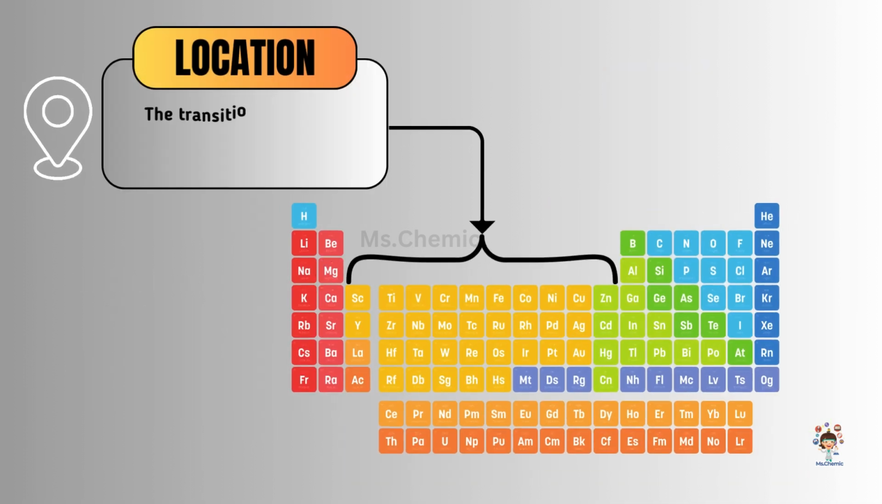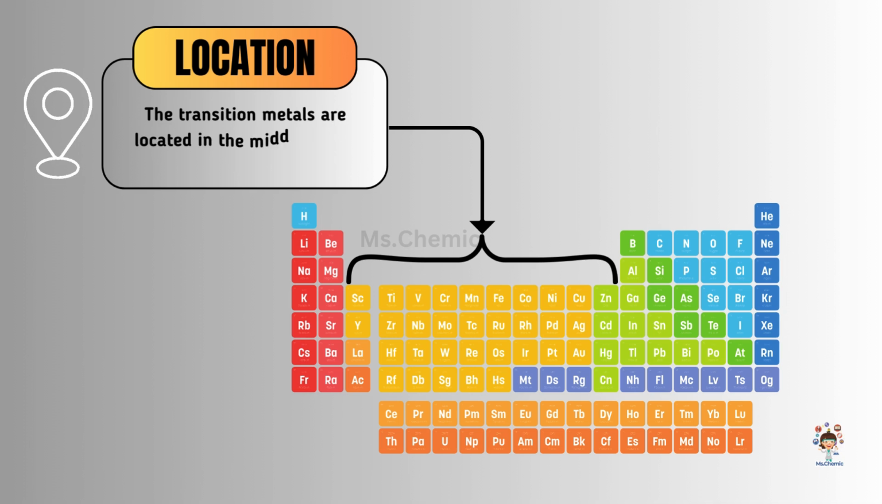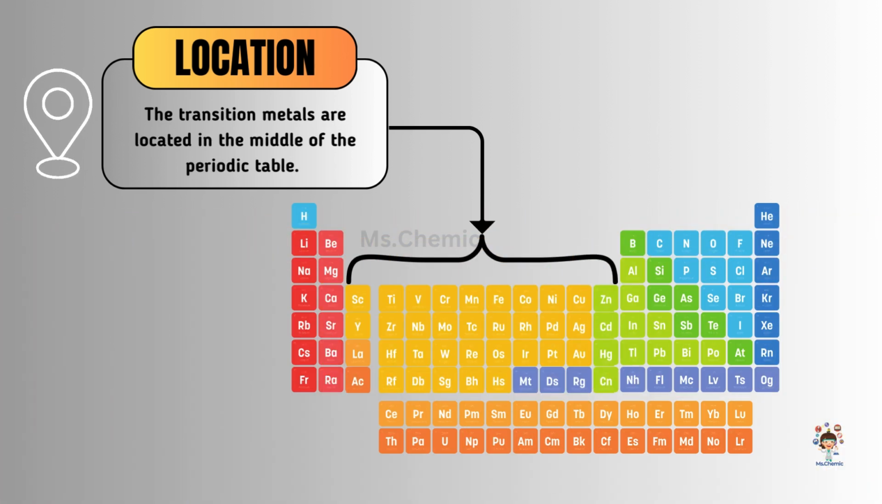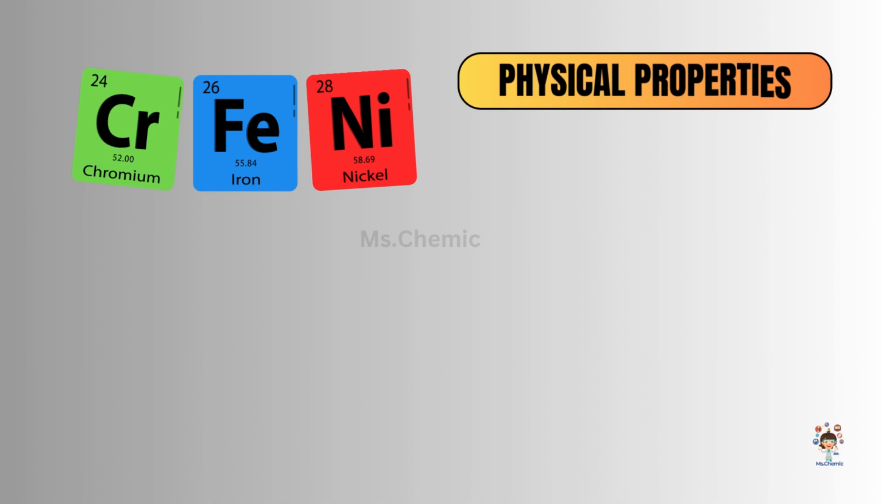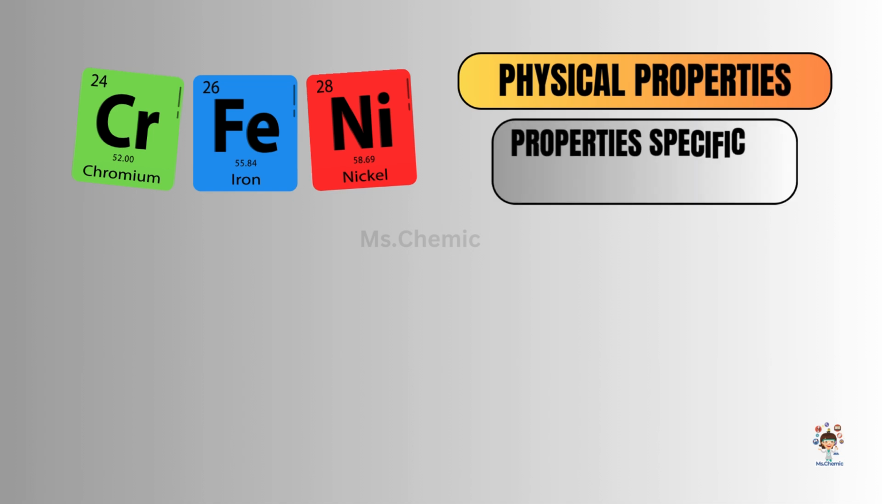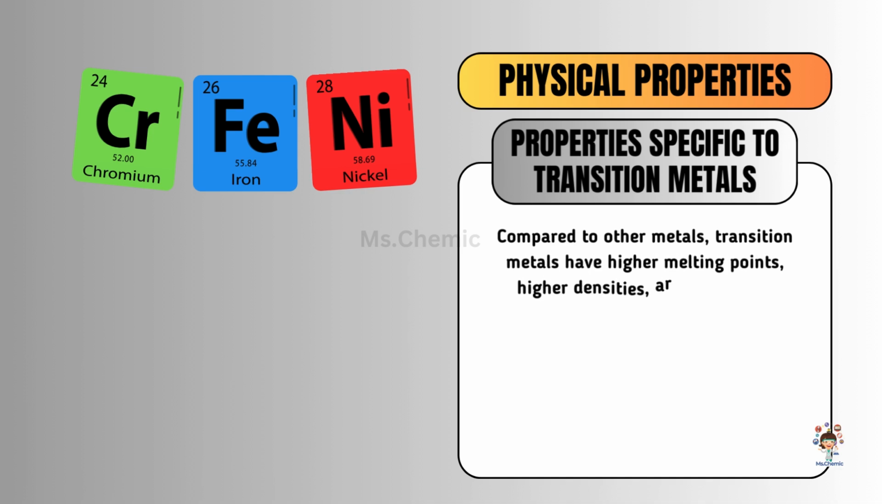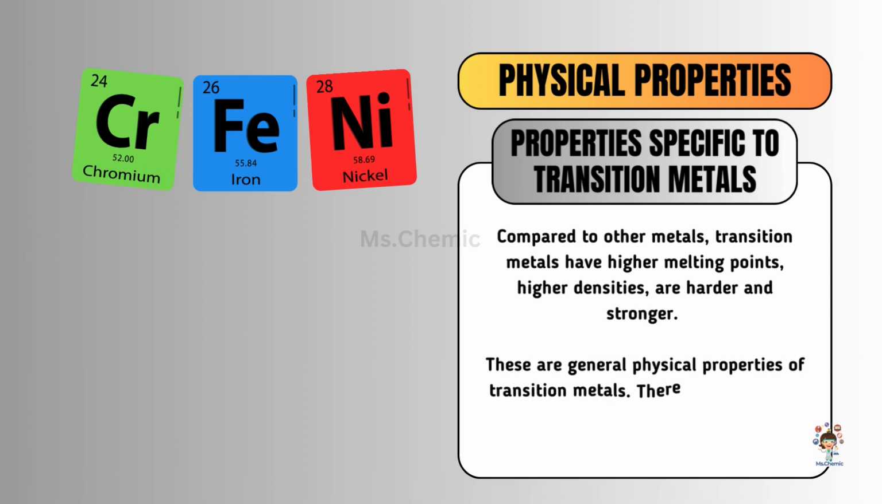Location. The transition metals are located in the middle of the periodic table. Physical properties. Properties specific to transition metals. Compared to other metals, transition metals have higher melting points, higher densities, and are harder and stronger. These are general physical properties of transition metals. There are exceptions such as mercury, which is liquid at room temperature.